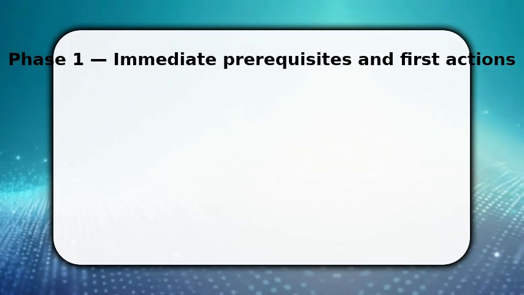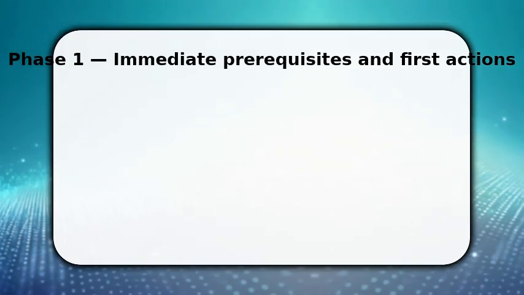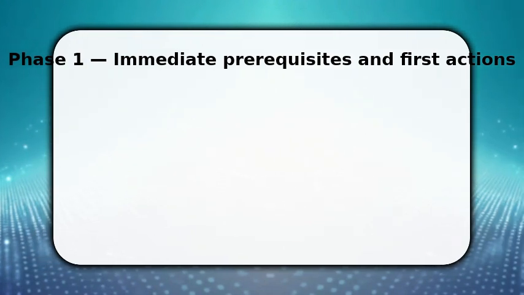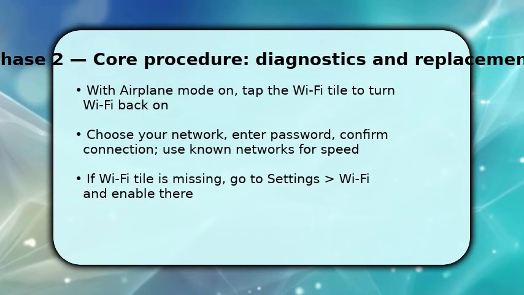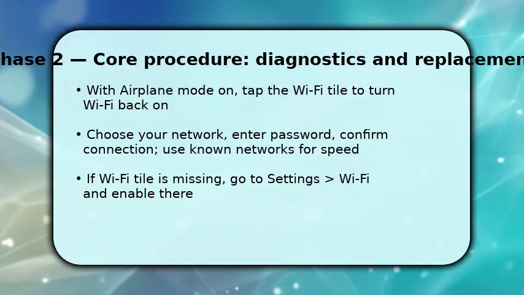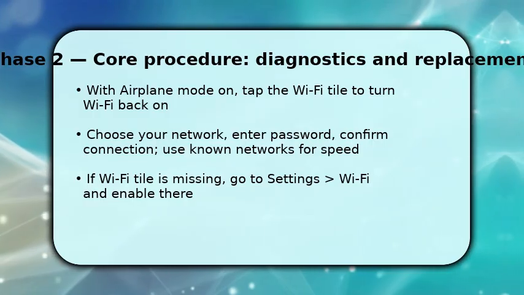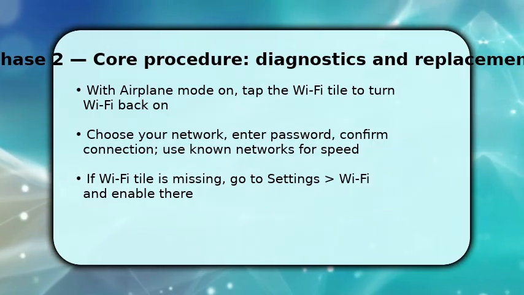After that, do not leave the shade yet. Keep control granularity in view so you can re-enable only the radios you want. Once airplane mode is active, your next step is to restore Wi-Fi. Tap the Wi-Fi tile in quick settings to turn it back on. You are intentionally reactivating only that radio.